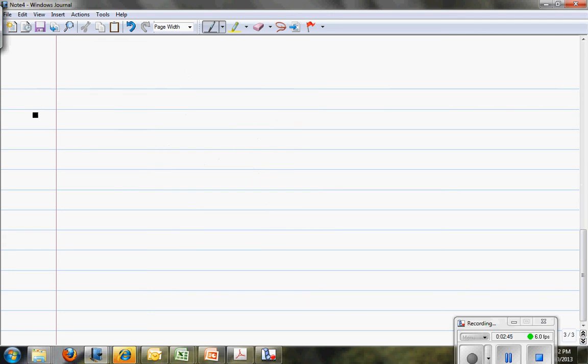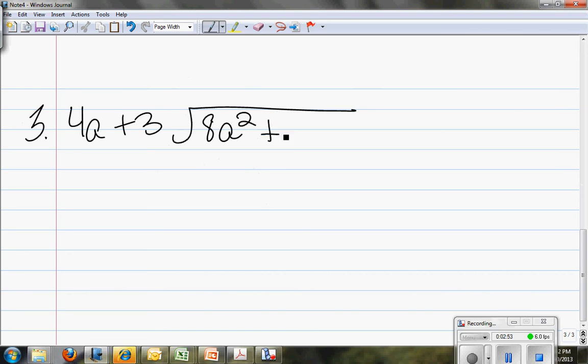I'm doing all 6 of these with you. So number 3, 4a plus 3 divided by 8a squared plus 6a. If you would like more of a challenge, pause these, try them, and then come back when you're done and see if you get the same answer. So check.